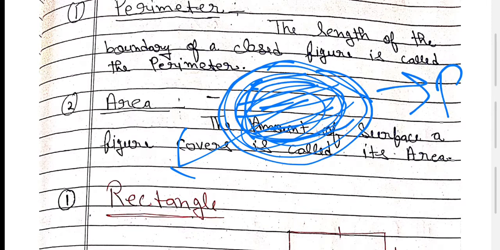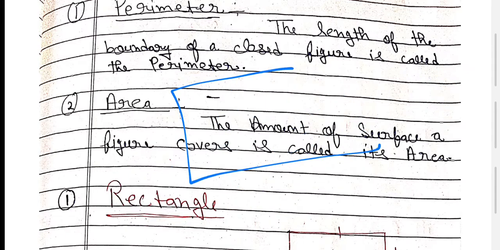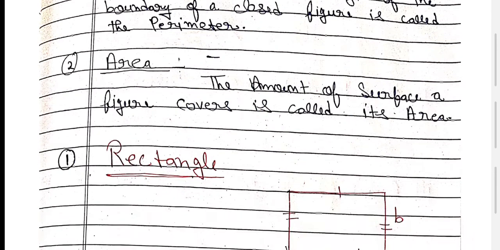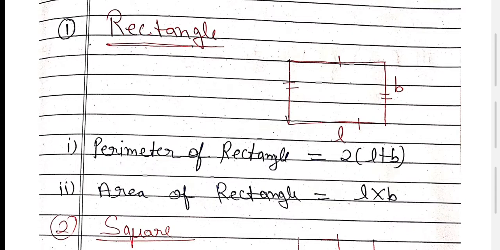So this length of the boundary is known as what? Perimeter, and this inside space is known as what? Area. Once again I am telling, the length of the outside boundary is known as what? Perimeter. The inside space is known as what? Area.